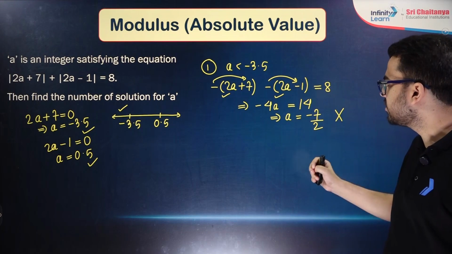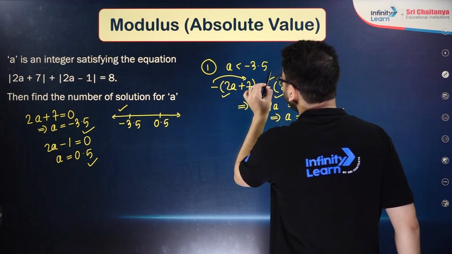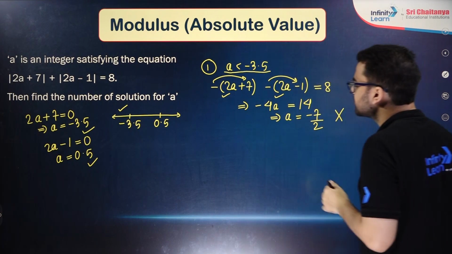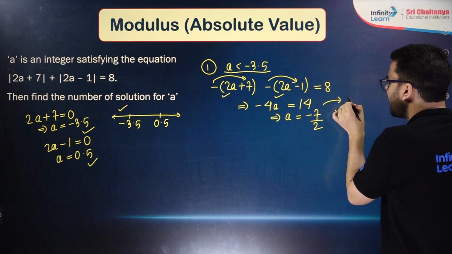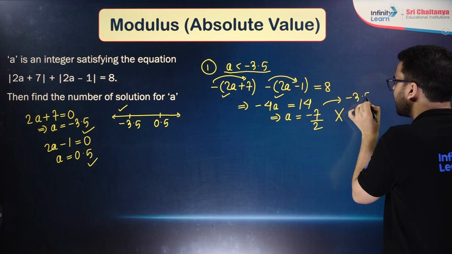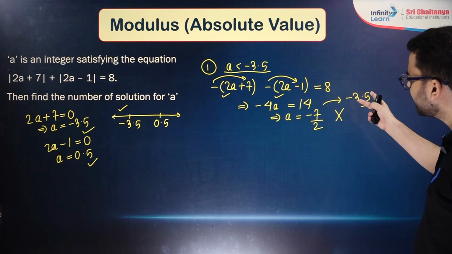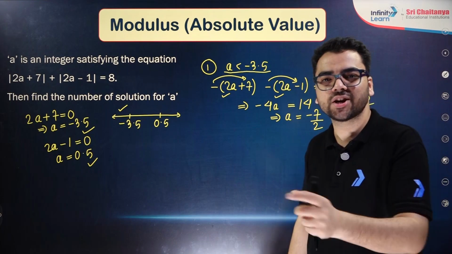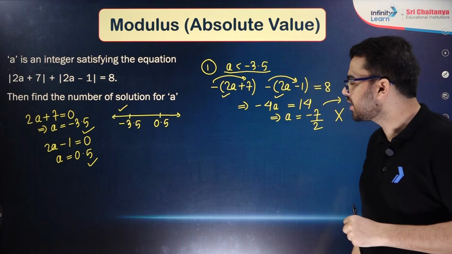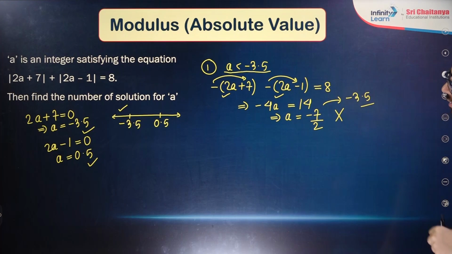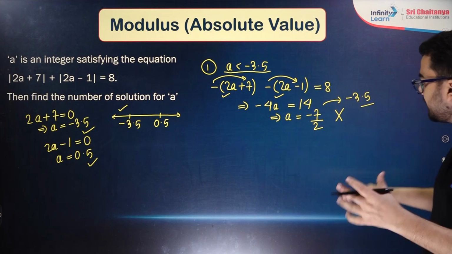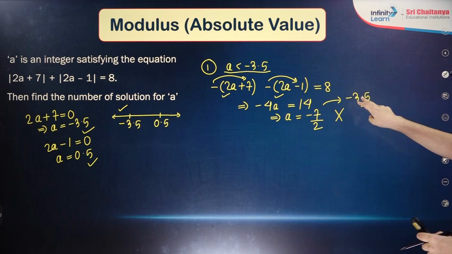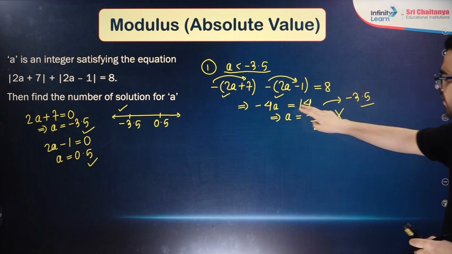Why this is not a solution? Because over here the condition is a is less than minus 3.5 and you are getting a is equal to minus 3.5, right? And another way is to check, to put in the equation and check. If you put in the equation and check, is it working? The best thing is to put in the equation and check. Let me check if it is correct.